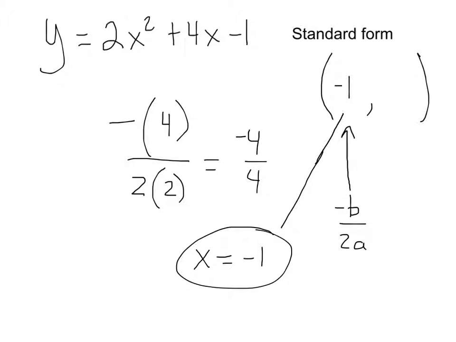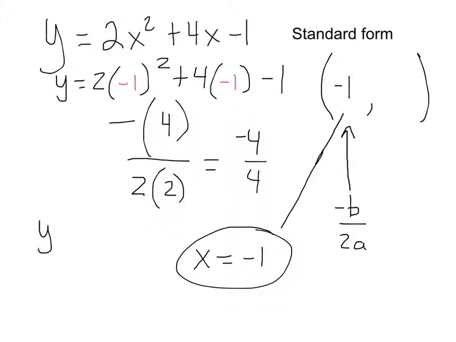Okay, now we need the y value, don't we? So we're going to take that -1 and plug it into the equation. y equals 2 times, and then I'm going to put -1 in for x, squared, plus 4 times -1 minus 1. So see, I took that -1 and put it in for x everywhere I saw an x.